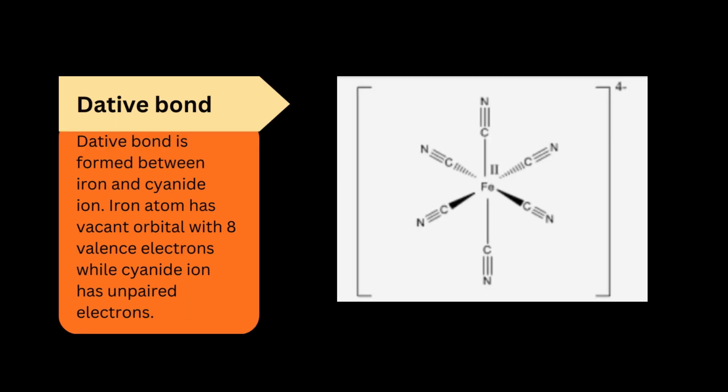The next bond is the dative bond. The dative bond is formed between the iron ion and the cyanide ion in this molecule. The iron atom has vacant orbitals with 8 valence electrons, while the cyanide ion has a lone pair of electrons. So a dative bond is normally formed between an atom with a lone pair of electrons and another atom with an empty orbital.